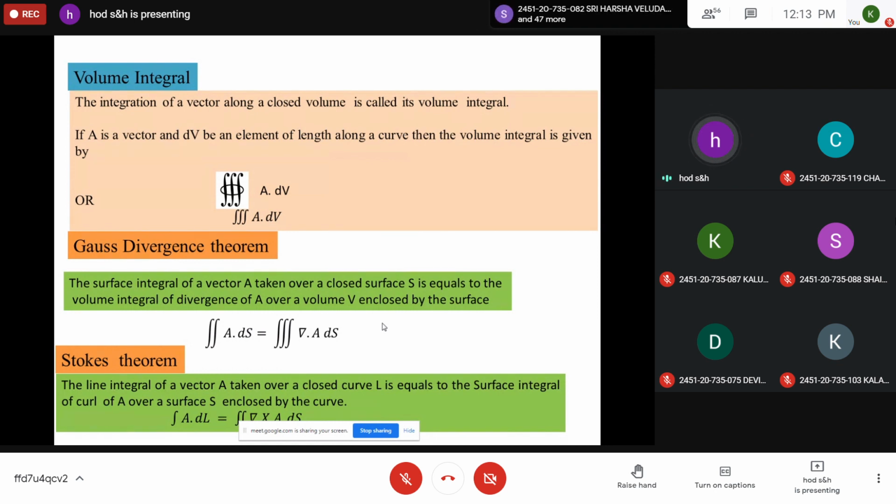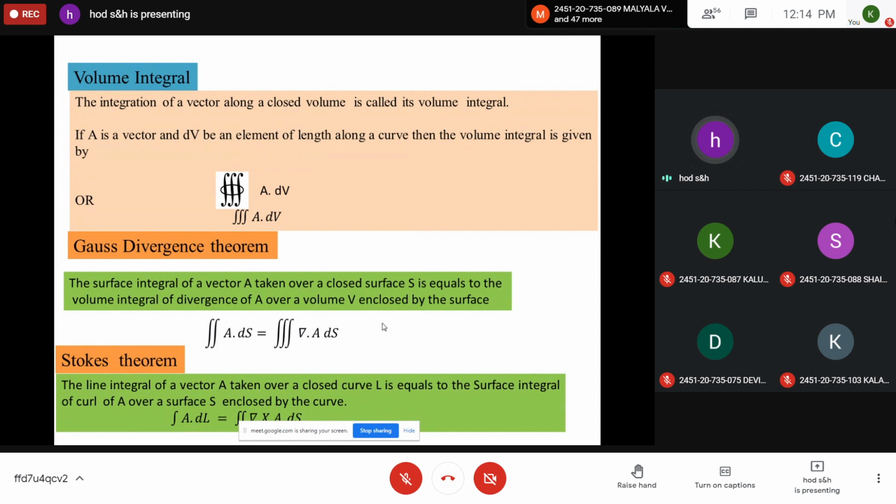There are three theorems: Gauss divergence theorem, Stokes theorem, and Green's theorem. As far as our syllabus is concerned, we require only these two: Gauss divergence theorem and Stokes theorem. You must remember this statement and the mathematical expression. In mathematics you will study Gauss divergence theorem in detail, but here you should remember the concept and the theorem.